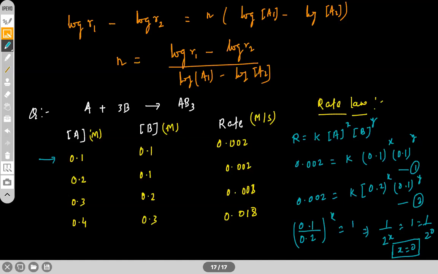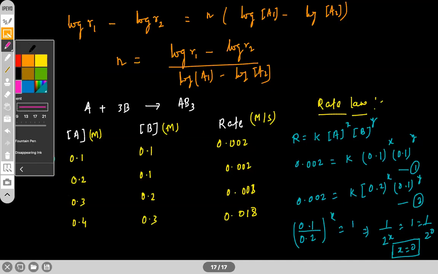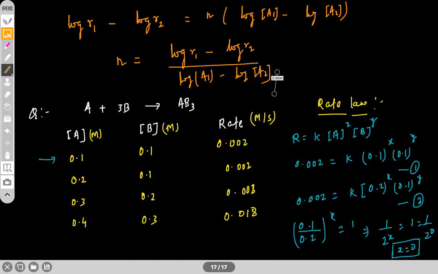Now for B, we have to take the other set of data. Suppose I am taking the third data. We can write rate equals, third one, 0.008, equals K into 0.3 to the power 0, because x is 0, and 0.2 to the power y. Okay, so this is 3.